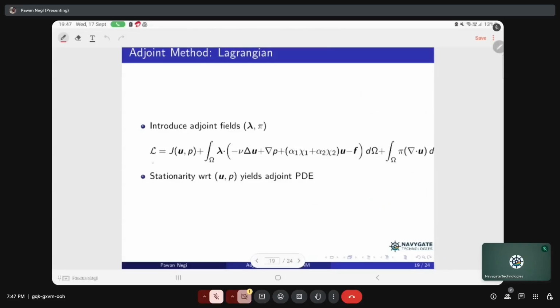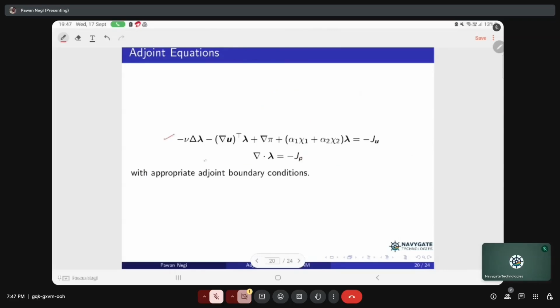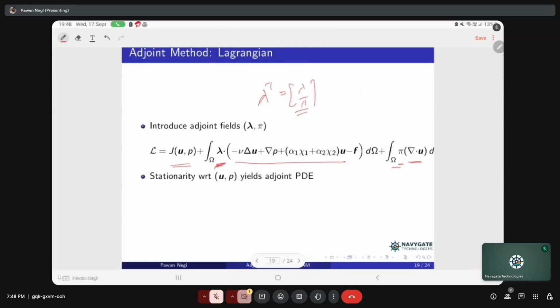In the adjoint method, we can write this Lagrangian as j plus this. These are the adjoint variables. Basically, we have multiplied this Lagrangian by lambda transpose, which is lambda and phi. So therefore, you get these two, and these are the constraints. Now, using that, you'll have these two conditions such that after the inner product, you switch the derivatives. These are the two conditions.